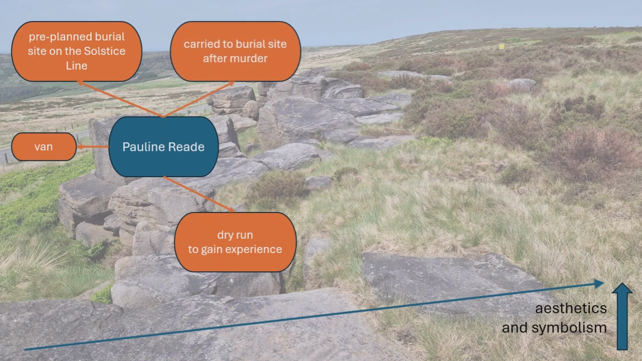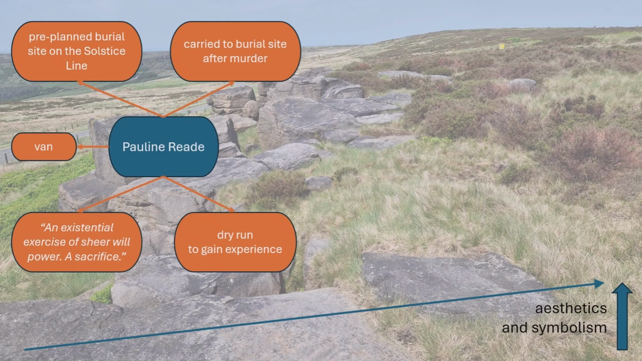Once over the rocks of Hollinbrown Knoll, they would be out of sight of the road, and the terrain has large peaty areas not widely separated for digging. So it really only makes sense that having murdered her, Brady carried Pauline because he wanted to bury her at a very specific location, such as on the Solstice Line. Lastly, Brady said the murder would be an existential exercise of sheer willpower, a sacrifice.